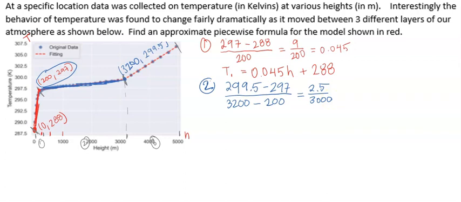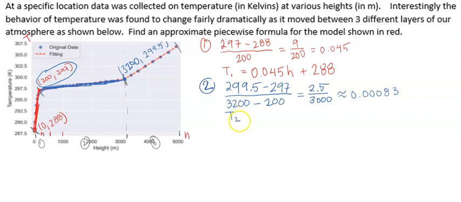So 2.5 over 3,000 is, how many zeros? 3 zeros, 0.00083. And then the 3's keep repeating, but that's a pretty good approximation right there. When you have those tiny numbers, don't chop them off at 2 decimal places. Try and get out there to get some actual information for me. And then this time we don't have a y-intercept, so I'm going to go ahead and do a point slope form, and I'm going to use that point 200, 297.